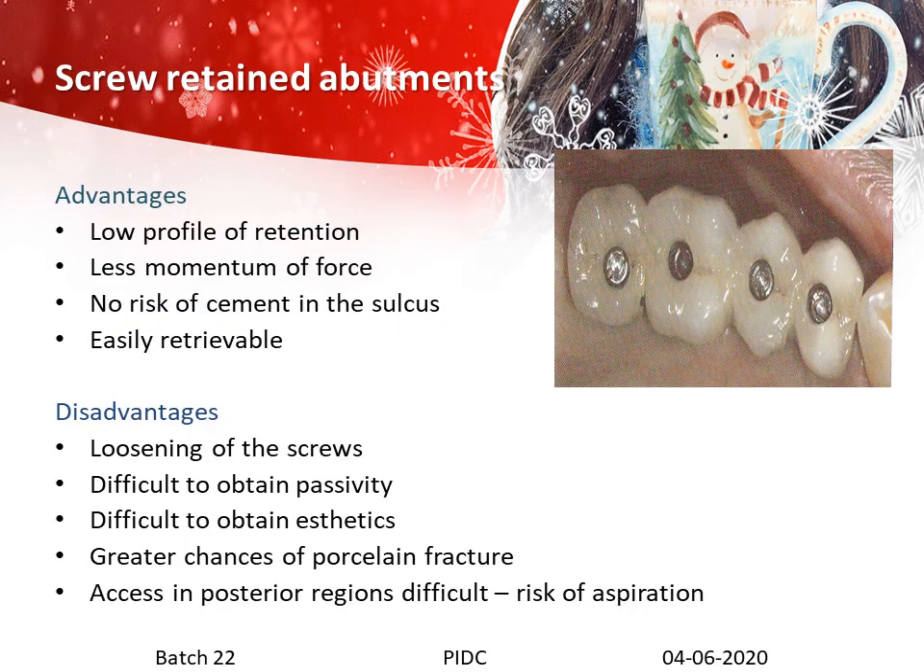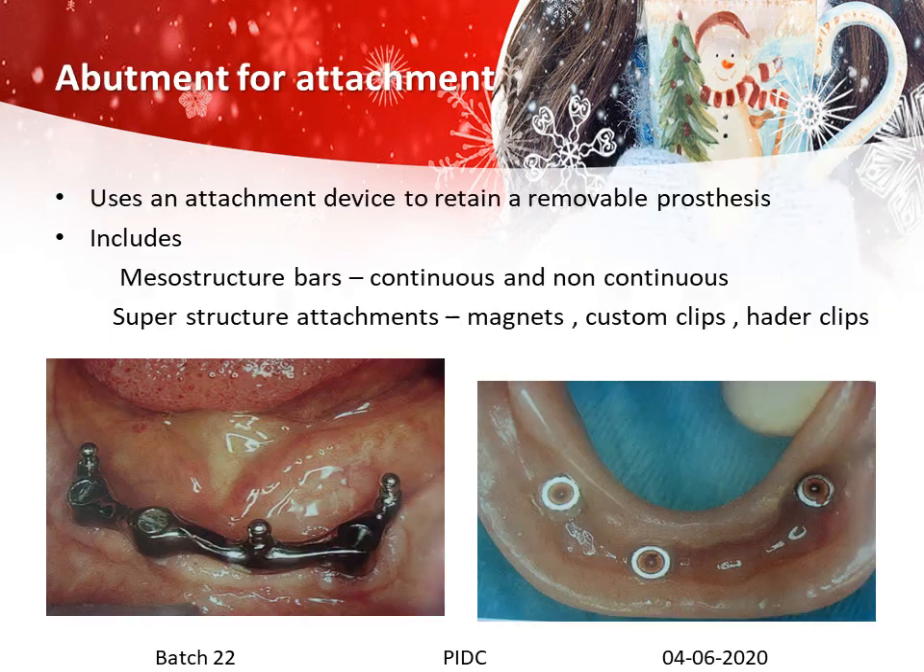Next, coming on to the screw retained abutments, the main advantages are a low profile of retention, less momentum of force, no risk of cement in the sulcus, and it is easily retrievable. Now coming on to the disadvantages, loosening of screws is possible, there is difficulty in obtaining passivity, difficulty in obtaining aesthetics, greater chances of porcelain fracture, and access to the posterior regions is difficult because of the risk of aspiration.